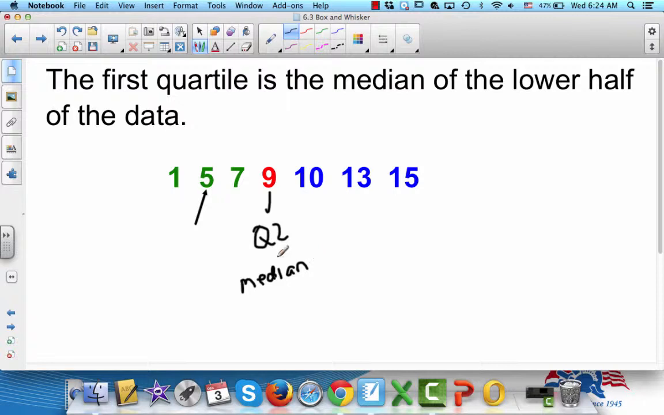So the first quartile is now going to be the median of the lower half of the data. I told you that this was the lower half of the data. So to find the first quartile, you find the median of that half of the data. The median therefore would be 5. So that is quartile number 1.